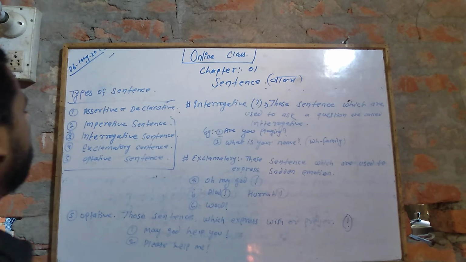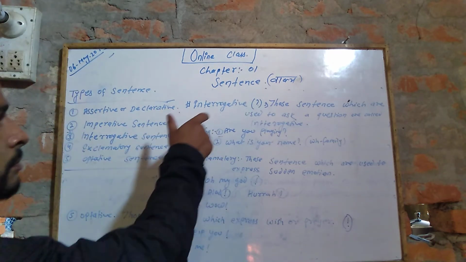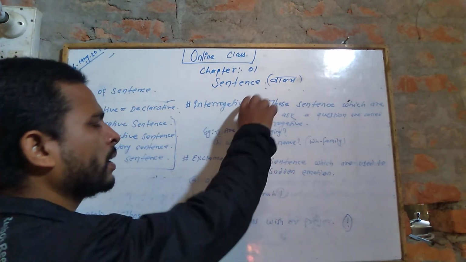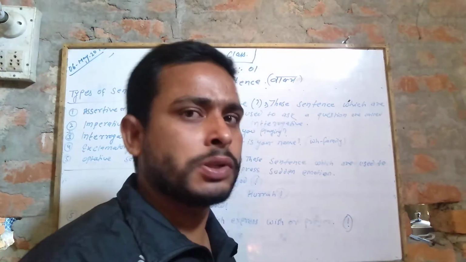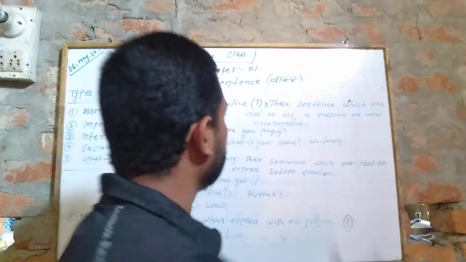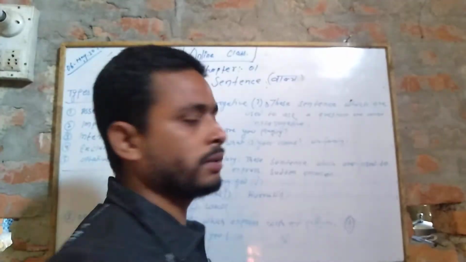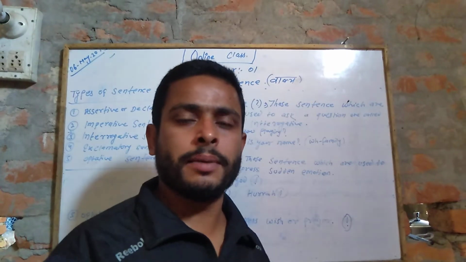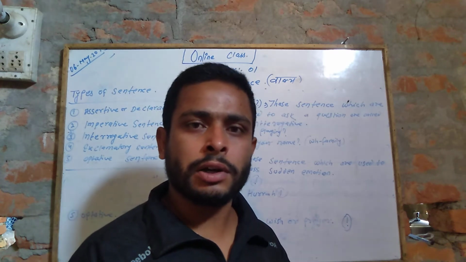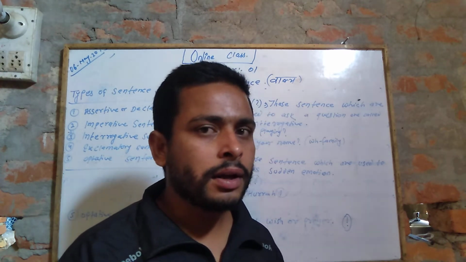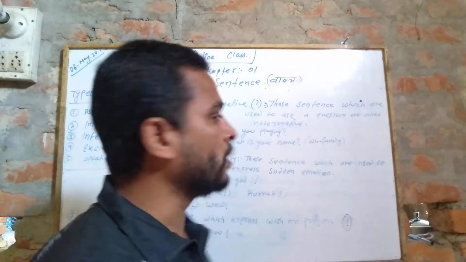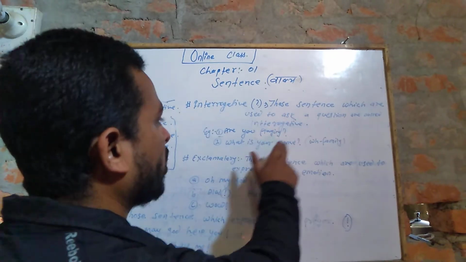Now, after imperative, we have interrogative. You use a question mark, like a Bansi, a hook used for fishing. Those sentences which are used to ask a question. What is your name? Are you a good boy? Are you a student? Such a question is known as interrogative. So, what is your name?